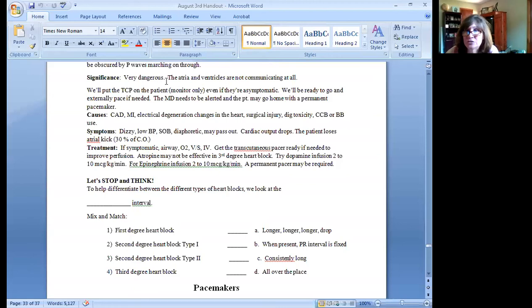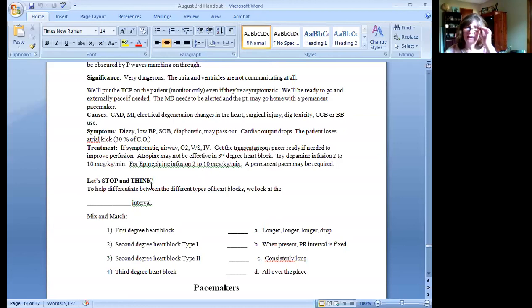Significance: very dangerous. Upstairs and downstairs are not communicating, the atria and the ventricles, the P wave and the QRS. You could maybe try to transcutaneously pace them, but they're going to go home with a permanent pacemaker, that's it. Symptoms: you know what a symptomatic patient looks like. Honey, I feel lightheaded. I'm cold and clammy. I'm short of breath. Treatment: got to get that transcutaneous on while you're awaiting permanent pacemaker insertion. Rarely they would start a dopamine or an epi drip, not often.